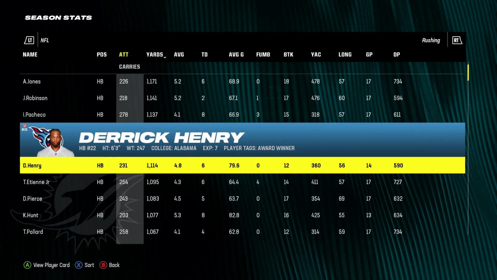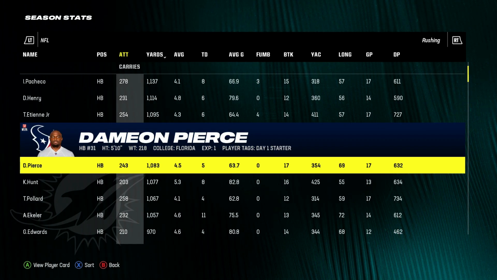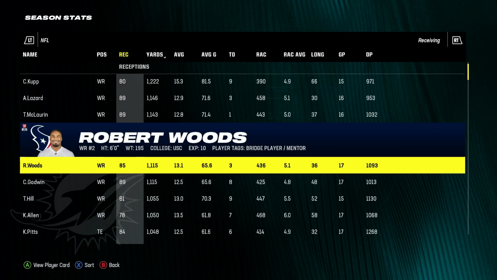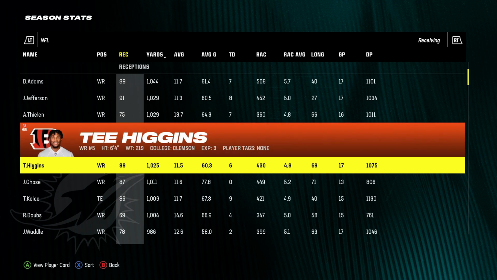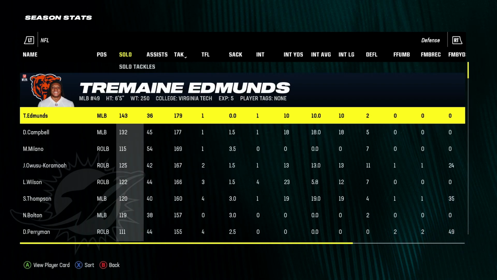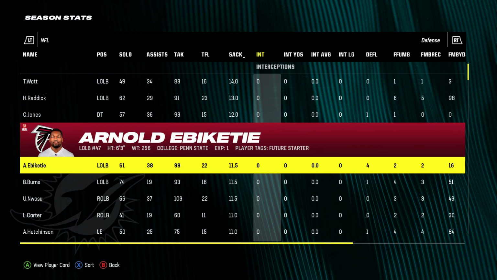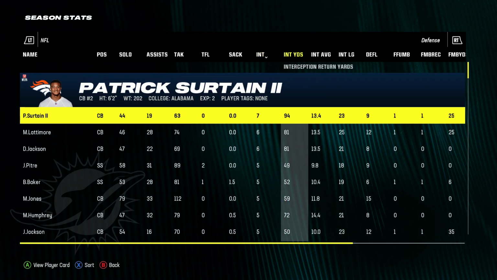Najee Harris. Seeing Najee Harris that high up is kind of weird, I'll be honest with you. DeAndre Hopkins, Robert Woods. I mean, there's names I usually do not see at the top of the list when I do these sims. I'll definitely say that. Some names here I don't usually see.